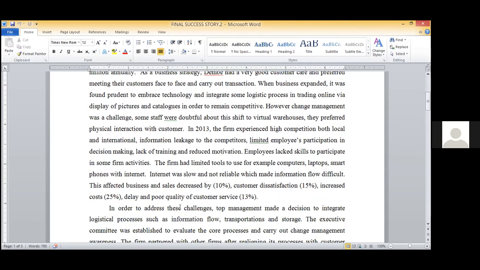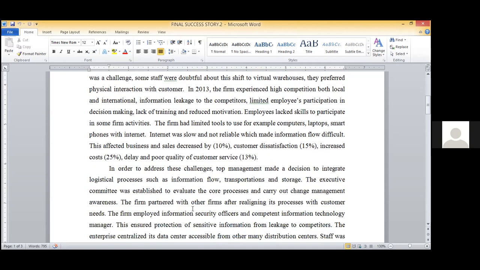This affected business and sales decreased by 10%, customer satisfaction by 15%, increased costs by 25%, delay and poor quality of customer service by 13%.